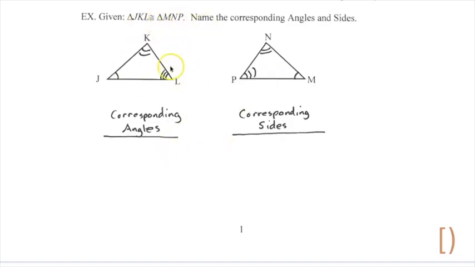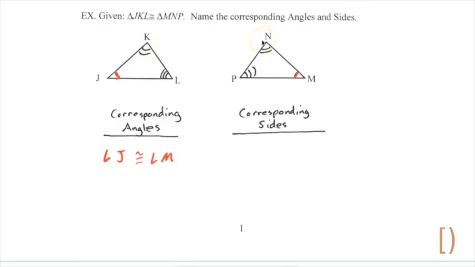Now, if we just look at the pictures, they are reflected. Angle J goes with angle M. So J goes with M. So angle J is congruent to angle M. Notice I wrote an angle symbol and I wrote a congruent symbol. Next, K goes with N. K up here goes with N right there. Angle K is congruent to angle N. L has to go with P. Angle L is congruent to angle P.